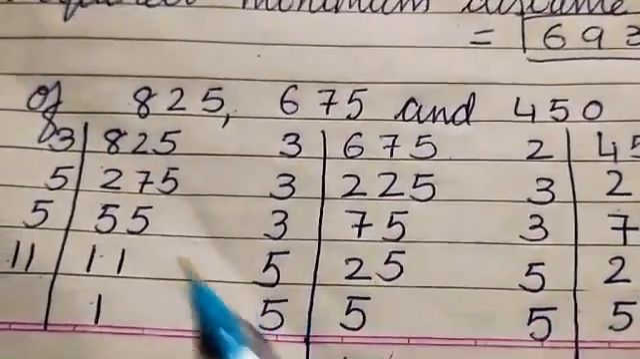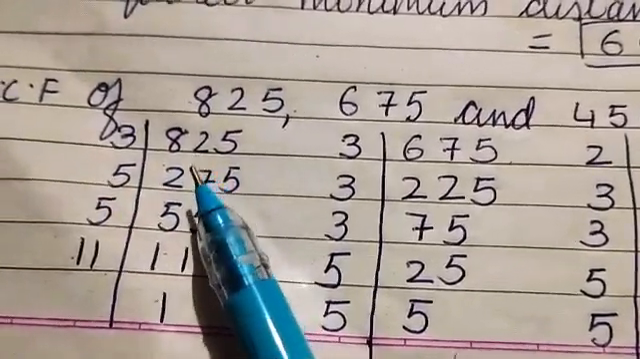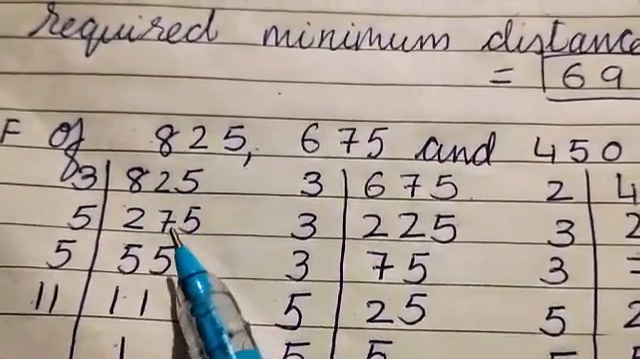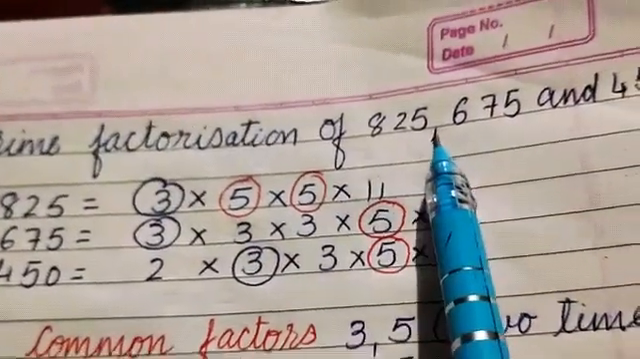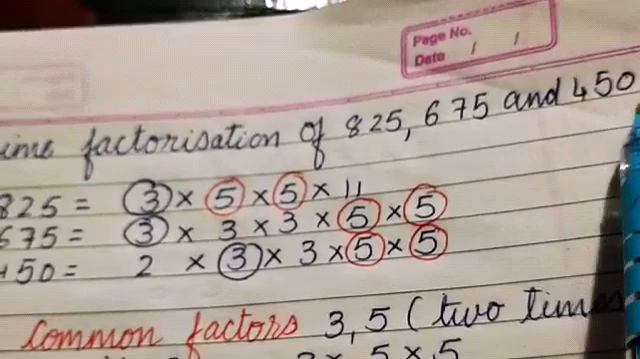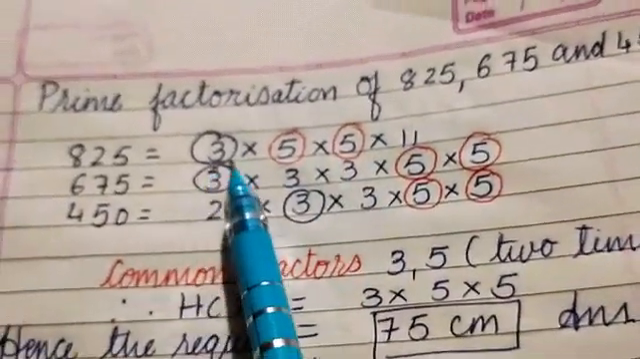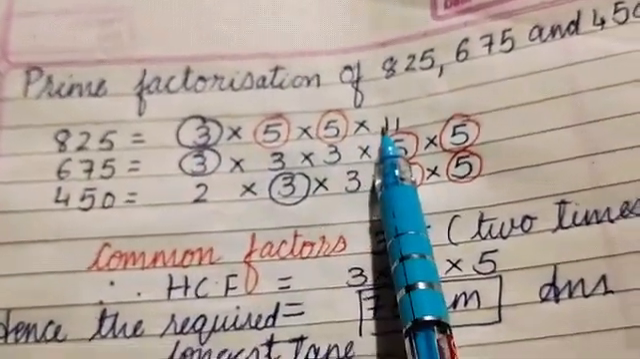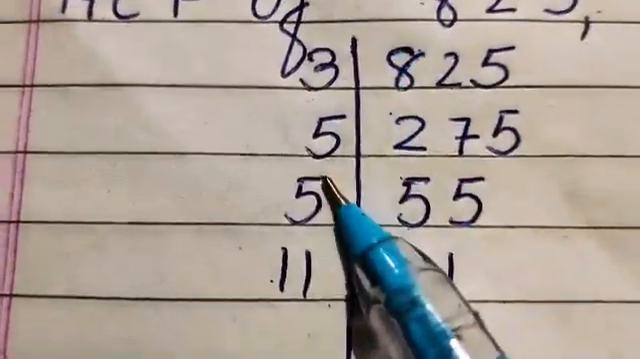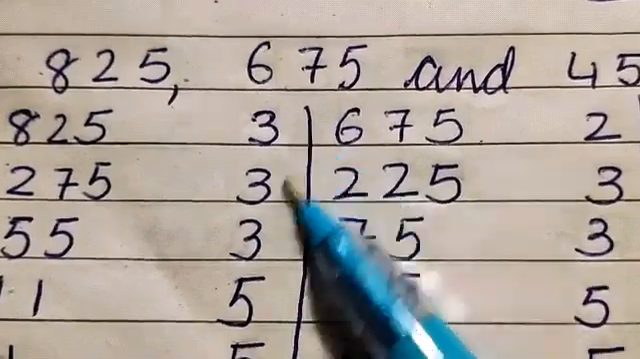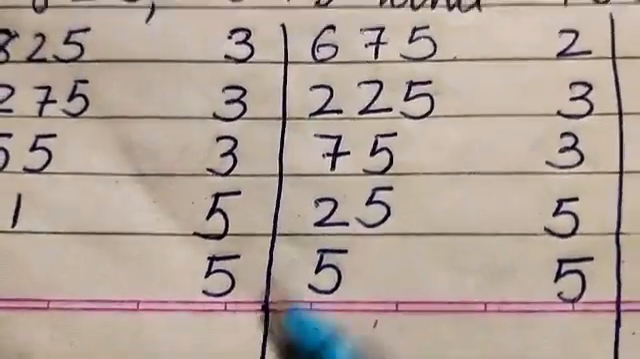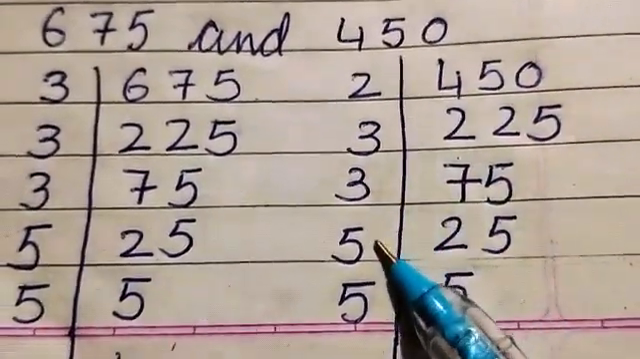For LCM and HCF, your tables should be good. Then only you will be able to solve. So the prime factorization of 825 will be 3, 5, 5, 11. Here also 3, 5, 5, 11. Then 675 is 3, 3, 3, 5, 5, and 450 is 2, 3, 3, 5, 5.